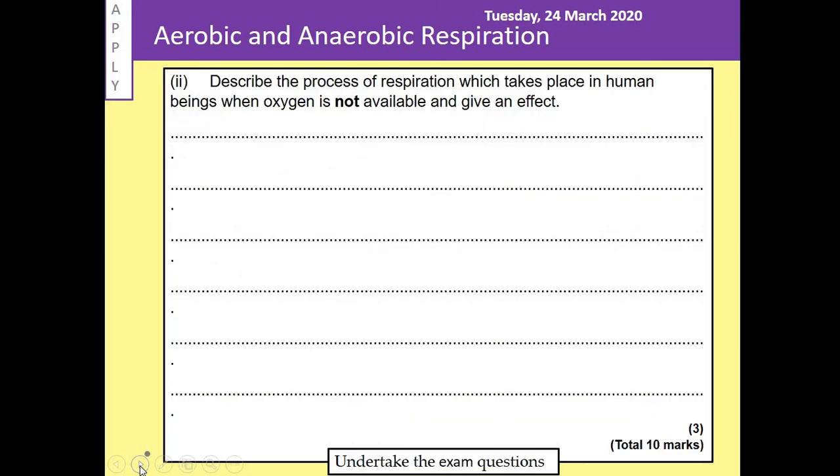So what you're going to do now is pause the video, and have a go at this 3-mark exam question, and then we'll have a little look through the mark scheme to finish off. You can have a little subheading, exam question, in your exercise books. Describe the process of respiration which takes place in human beings when oxygen is not available, and give an effect. So without oxygen. At this point you can pause the video, have a look back through your notes, and have a go at writing an answer.